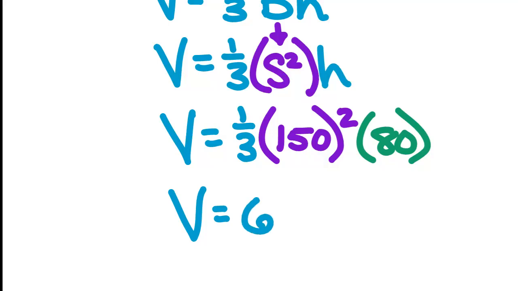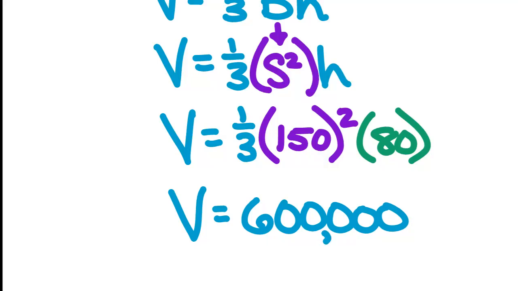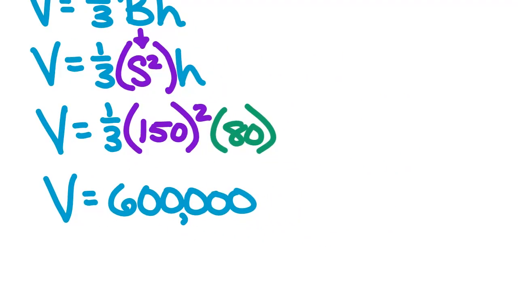6 with how many zeros? No, should be more than 3 zeros. Five zeros. 1, 2, 3, 4, 5. So 600,000 meters cubed.